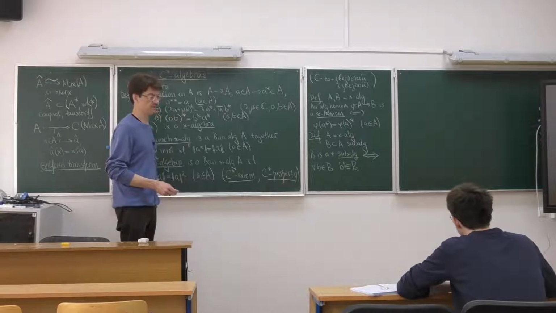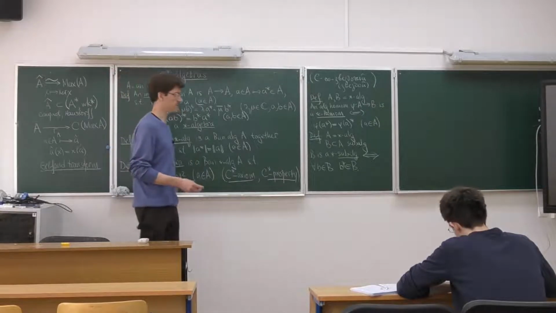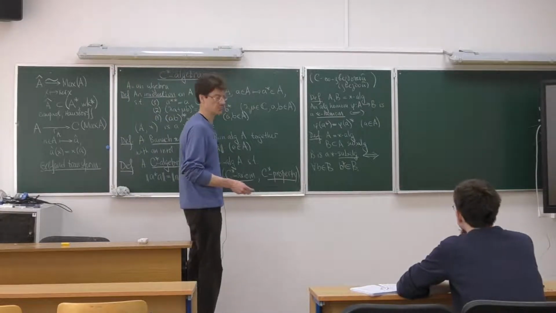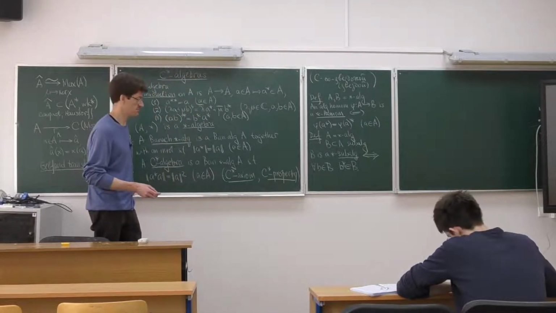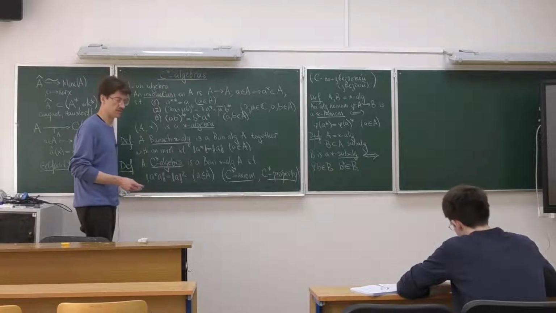And if now A is a Banach star algebra, then every closed star subalgebra of A is also a Banach star algebra. In particular, a closed star subalgebra of a C-star algebra is a C-star algebra itself.